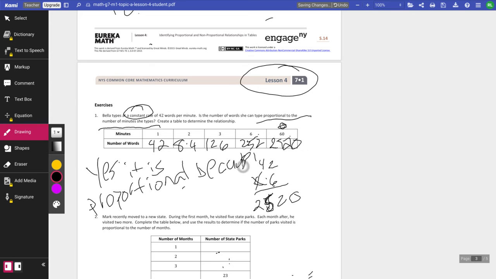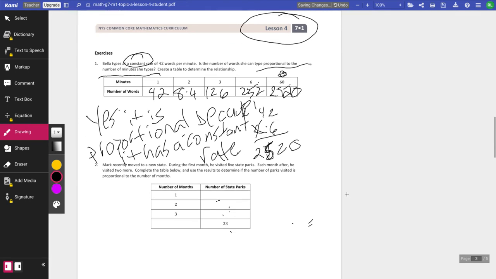Hopefully we're tired of hearing this now because it has a constant rate. Yeah, we know that. Constant rate. Good. All right, looking down at this next one here.